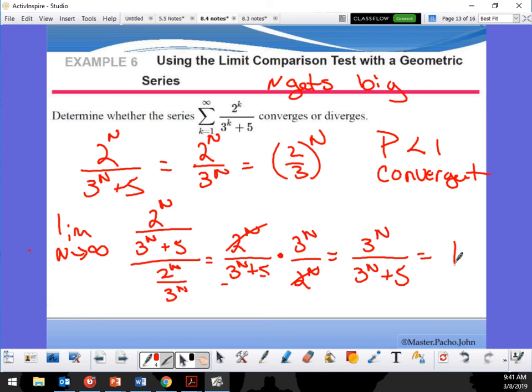So using my limit comparison test, I took the limit, and I compared it to a convergent. My limit comes out to be between 0 and infinity. So this one does work. I compared it to a convergent, so therefore this one has to be convergent.